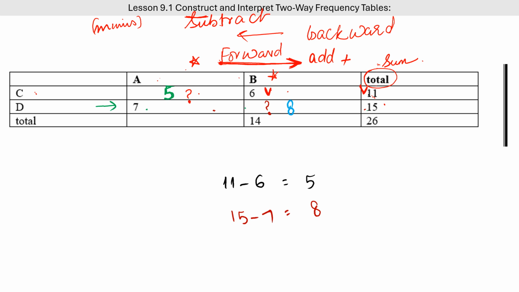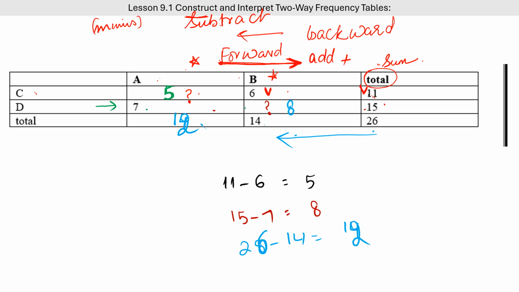Now let's see here. Again, the total is given, B is given. You have to go backward. When you go backward, you subtract. From the total, you subtract the other value, that is B. 28 minus 14, so you will get again 14. So you are going to write this here. Now I want to confirm if I am right. Sorry, it is not 28, it's 26. 26 minus 14 gives you 12. So here not 14, it is 12.